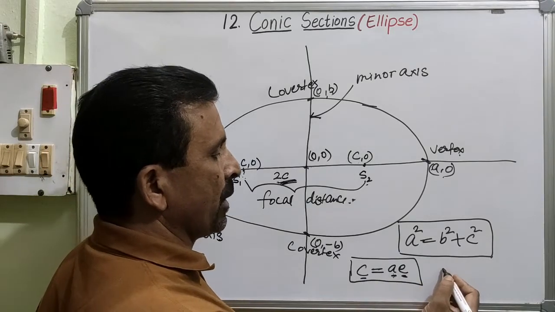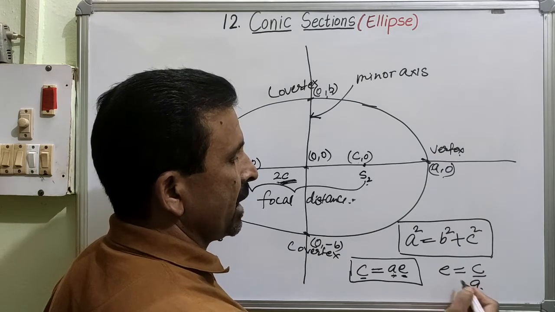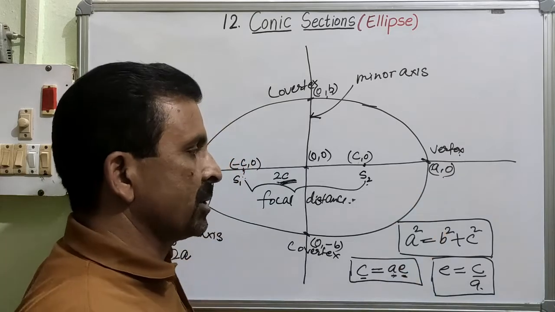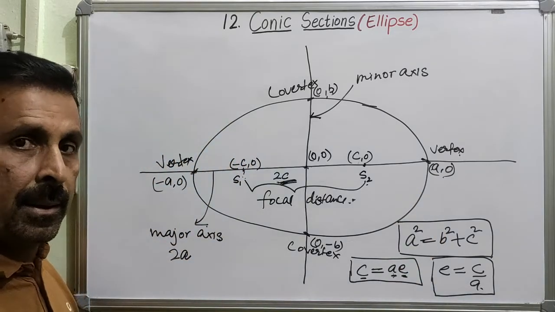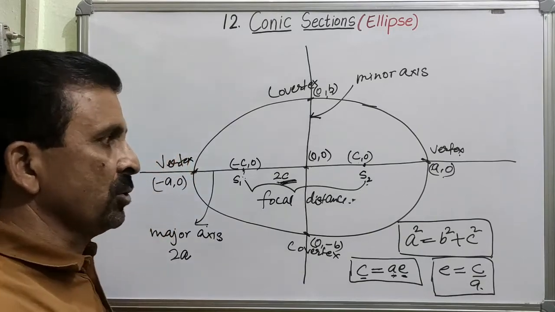From here, if we want, we can also have the value for e. That will become c over a. And this also we use quite often. In the numerical, we are using all these results. I hope this is very clear. Now I am going to show you the table.